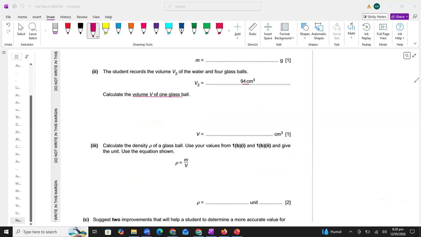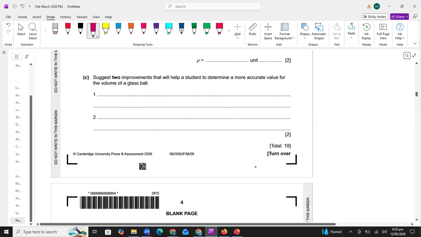In the next question, they are saying, suggest two improvements that will help a student to determine a more accurate value for the volume of a glass ball. So look, beta, here we have to increase the accuracy of the volume of the glass ball. Whenever we need to increase the accuracy, we have to take more values of readings, bigger values of readings.